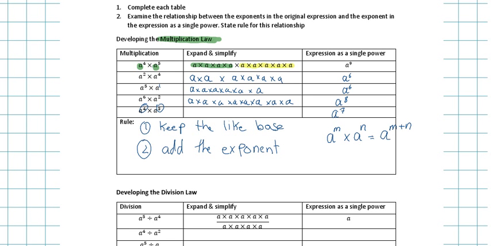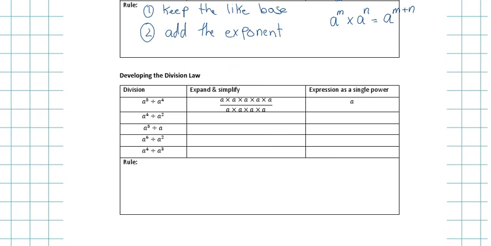Now with the division law, okay, so that was called the multiplication law. We're going to look at the division law right here. The division law applies the same concept. So you have the same base divided by each other, right? So in this case, I have a to the power of 5 divided by a to the power of 4. Okay? So I want to expand the numerator, so it will be a times a times a times a times a, 5 times, divided by a times a times a times a, 4 times, right?